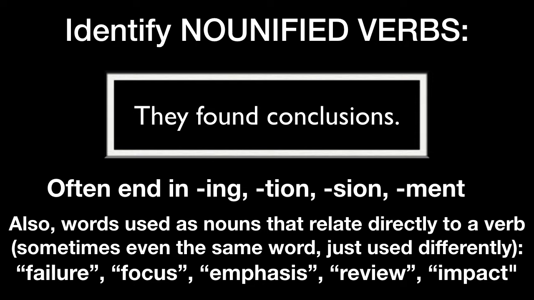Nounified verbs are easy to identify. They end in ing, tion, sion, ment, or there's some irregular examples like failure. It's related to the verb fail. And a bunch of words that can be used as either a noun or a verb, like focus. I can focus on something, or something can be the focus of.